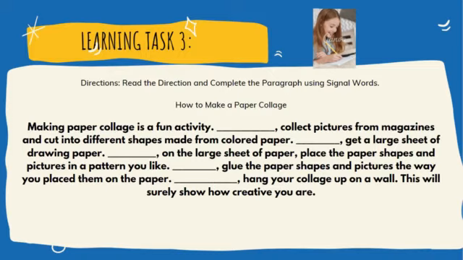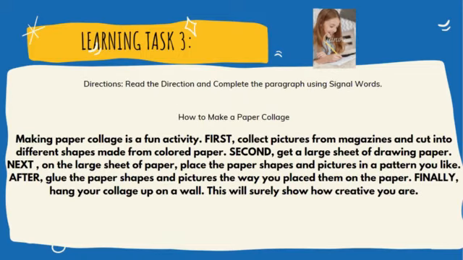Okay, let us read the direction paper collage. Making paper collage is a fun activity. First, collect pictures from magazines and cut into different shapes made from colored paper. Second, get a large sheet of drawing paper. Next, on the large sheet of paper, place the paper shapes and pictures in a pattern you like.